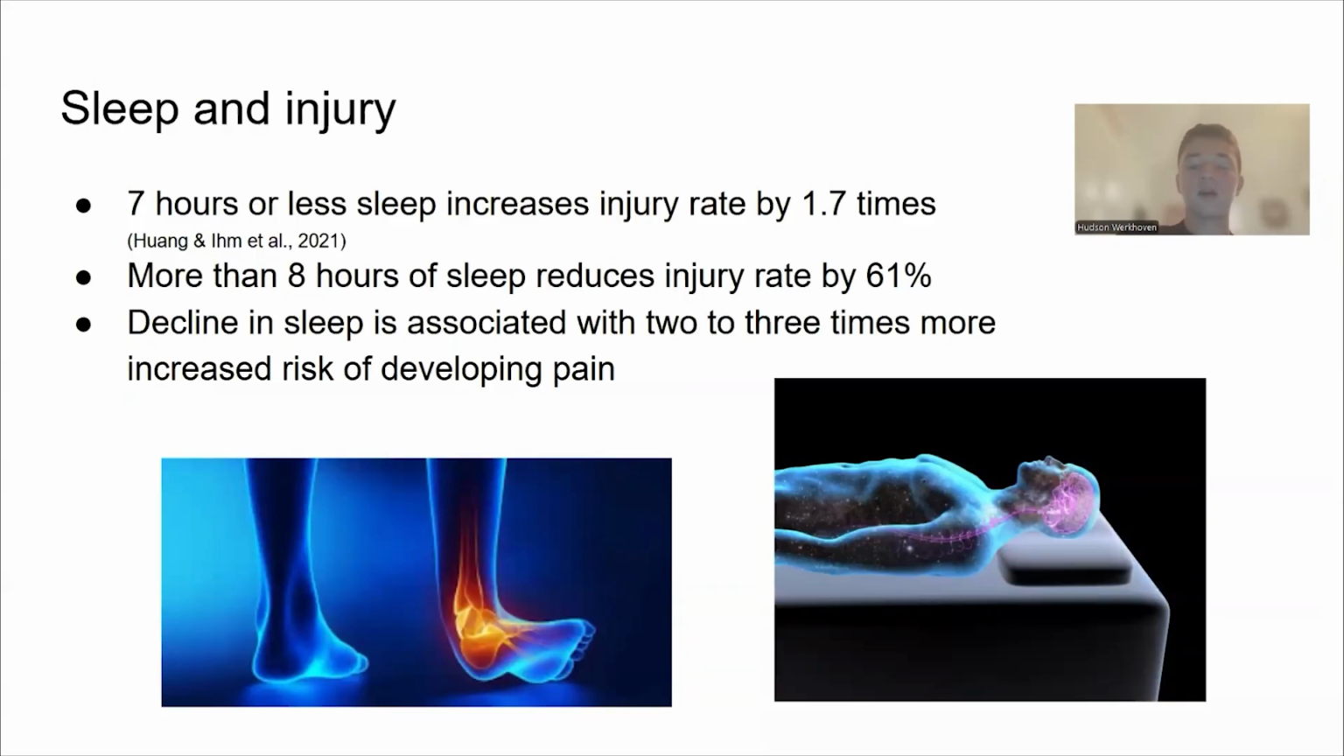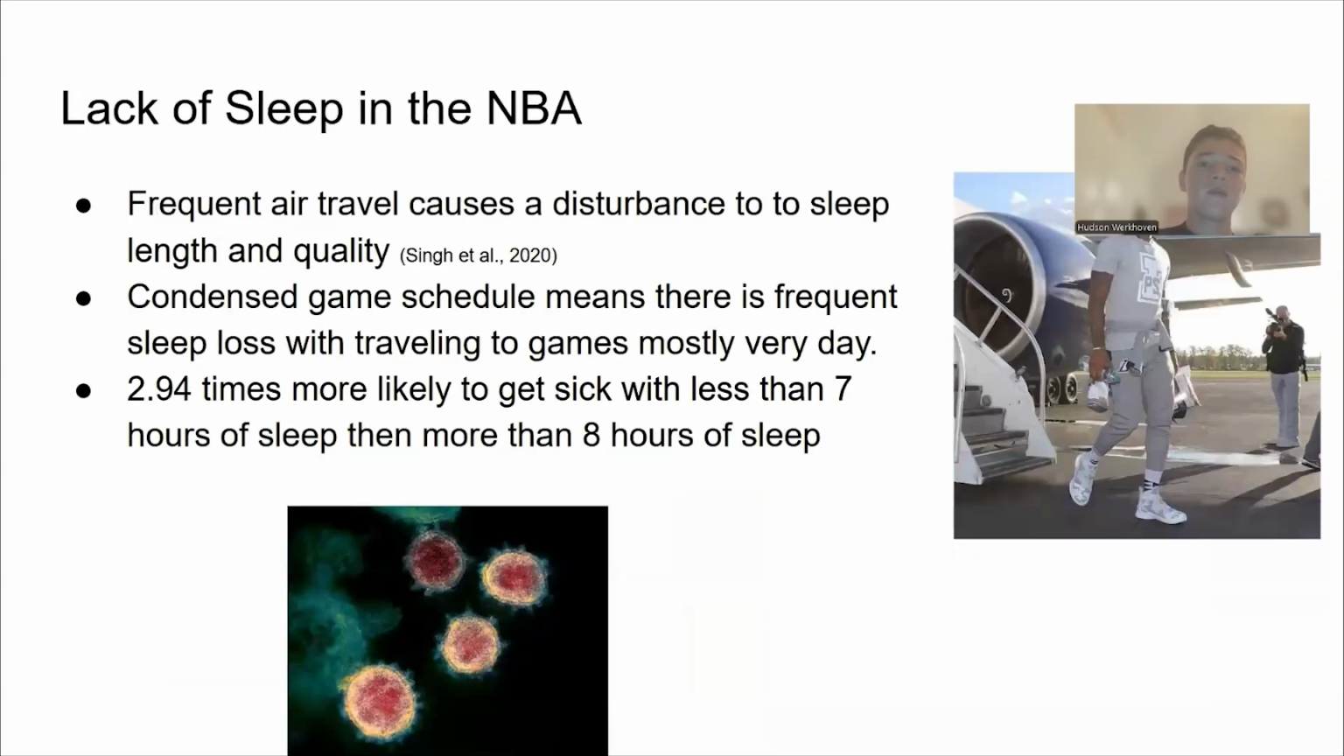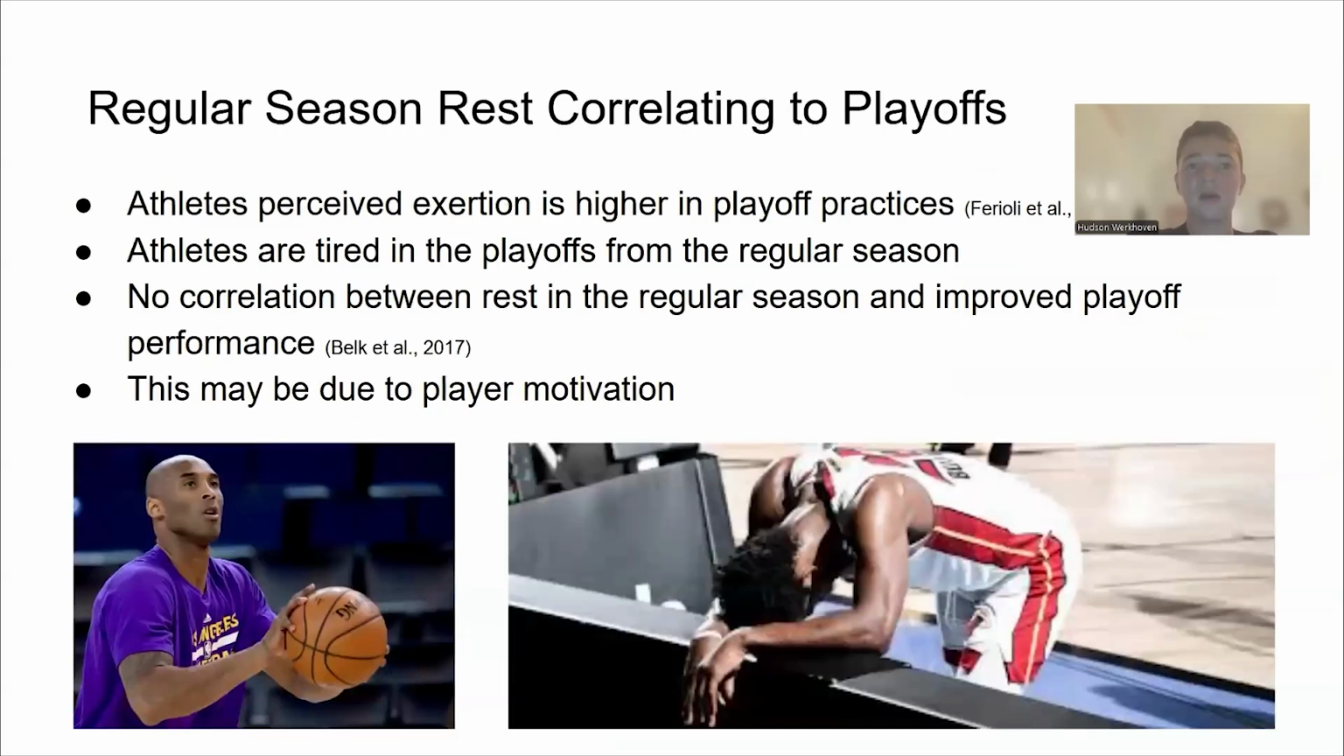7 hours or less sleep a night increases injury rate by 1.7 times. On the other hand, getting more than 8 hours of sleep a night reduces injury rate by 61%. A decline in sleep is associated with 2 to 3 times more increased risk of developing pain. Frequent air travel in the NBA causes a disturbance in sleep length and quality. The condensed game schedule means that there is frequent sleep loss. A player is 2.94 times more likely to get sick when they have had less than 7 hours of sleep than more than 8 hours of sleep.